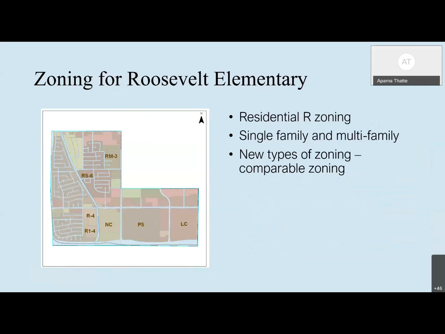So to show zoning, here's Roosevelt Elementary, and the residential zoning is R. So RM or R6 would be examples. There's usually single family and multifamily. So RM would be multifamily and RS would be single family. Usually, up till now, based on past trends, single family homes result in more students. However, in the future that can change.